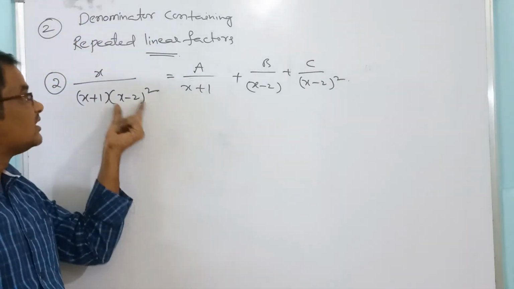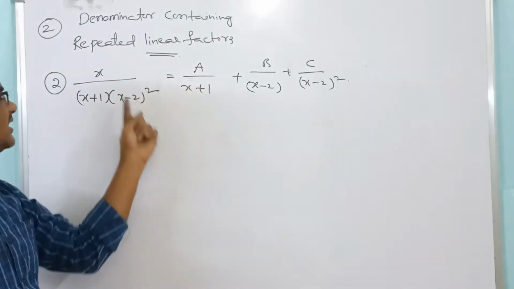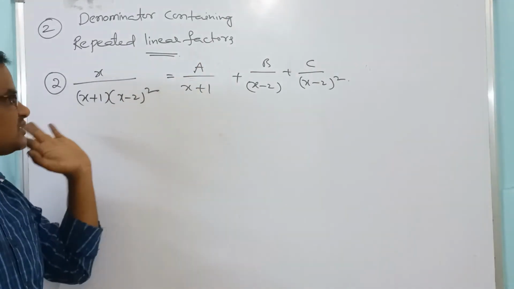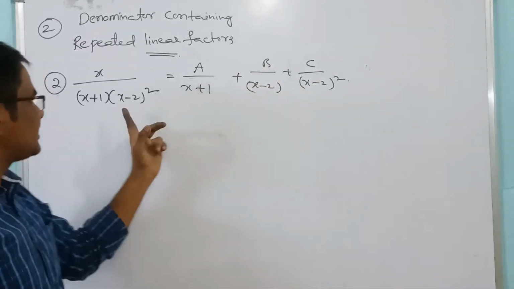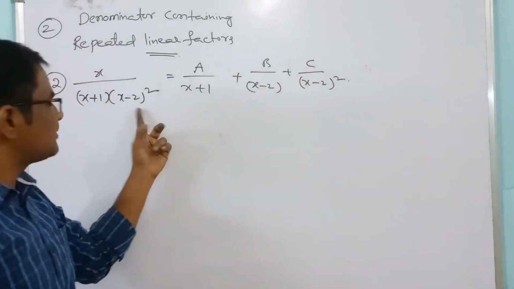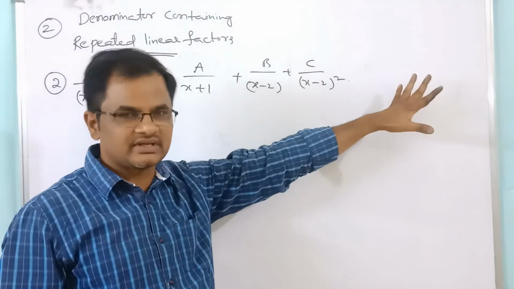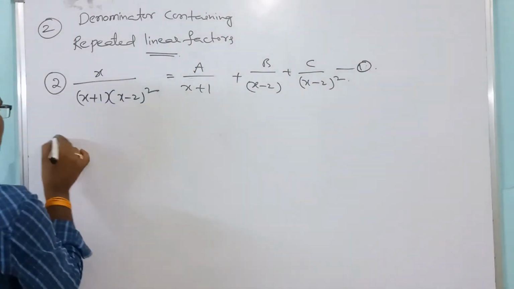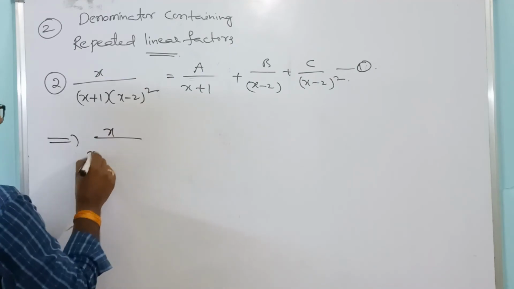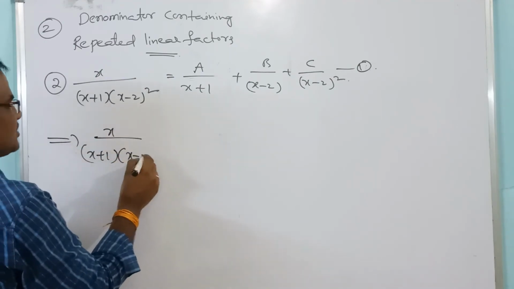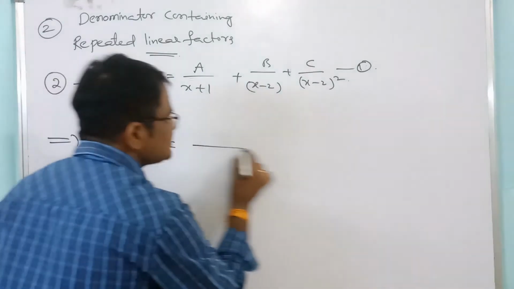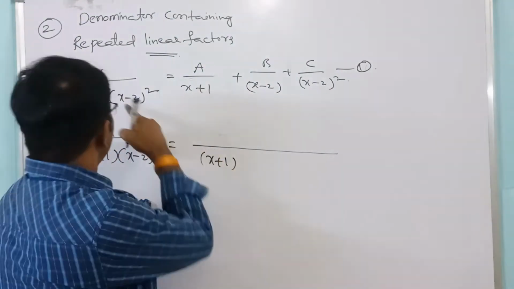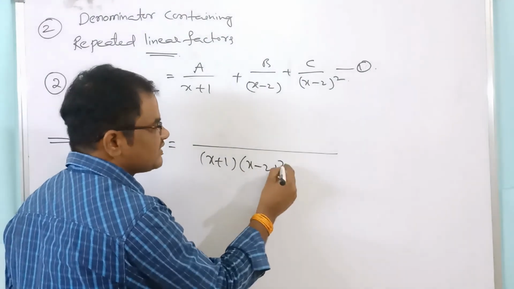This is repeating: the denominator contains repeated linear factors. The x plus 1 is not repeating, so as it is you write a by x plus 1, plus b by x minus 2, plus c by one more time repeating, that is x minus 2 whole square. Right. Now after that, take this as equation number 1. That implies x by x plus 1 into x minus 2 whole square. What is the LCM? x plus 1 into x minus 2 whole square is the LCM.